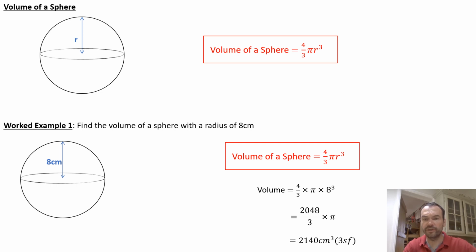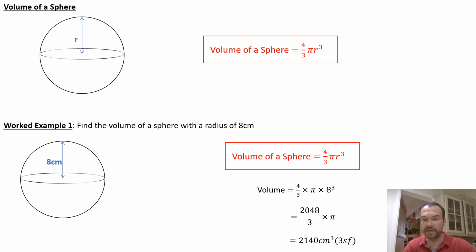Right, one word for you, balls. Or spheres, which is our final shape for this section looking at volumes. So a sphere is a three-dimensional circle, the shape of a ball, the shape of the globe roughly.